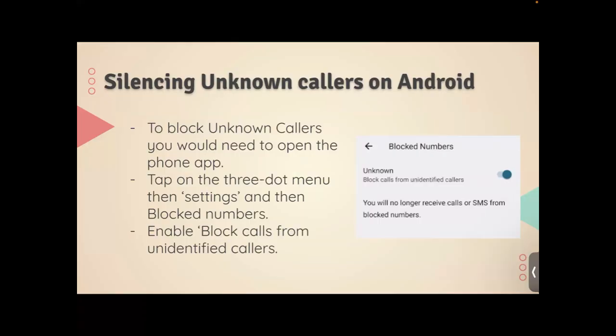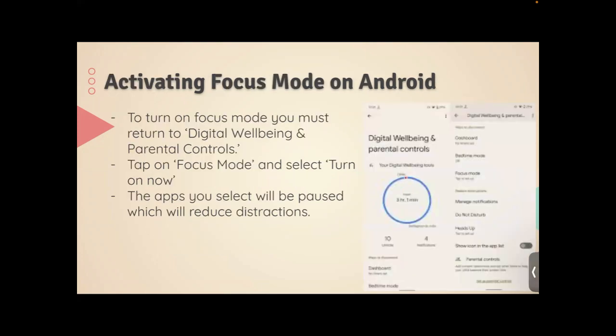So, silencing unknown callers on Android. To block unknown callers, you would need to open the phone app, then tap on the 3-dot menu, then settings, and then block numbers. As shown on the right, you can enable block calls from unidentified callers. And then you won't receive calls from blocked numbers.